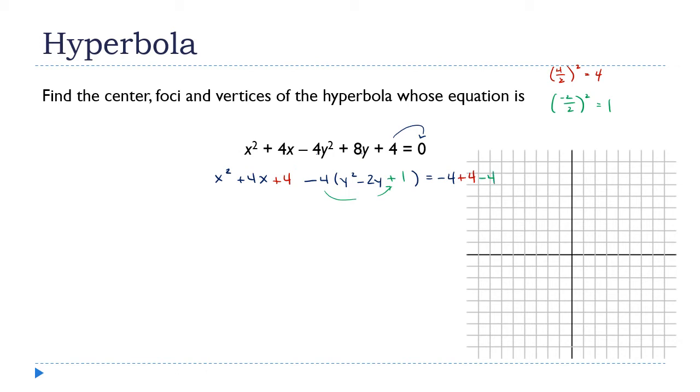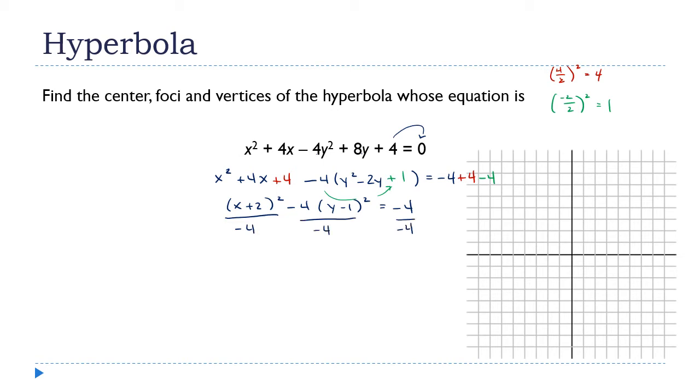And now I'm going to do my factoring. This is x plus 2 squared minus 4 times y minus 1 squared equals negative 4. And I need that to be 1, because that's how my general equation of a hyperbola works. So I'm going to divide everything by minus 4.